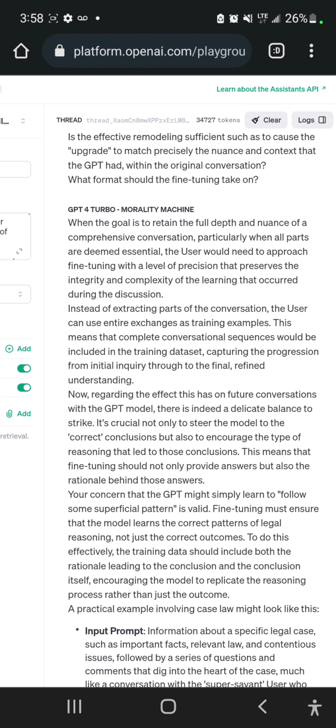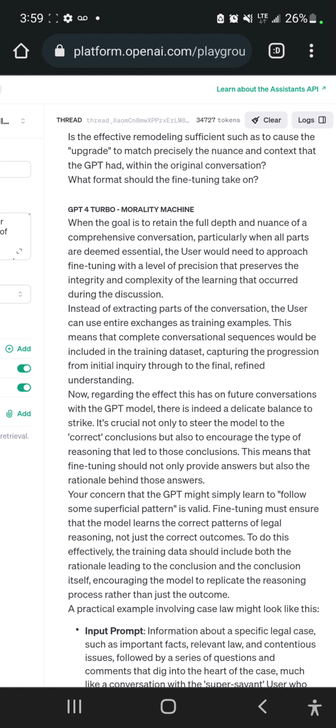Resuming, it further states here that this means that fine-tuning should not only provide answers, but also the rationale behind those answers. Your concern that the GPT might simply learn to follow some superficial pattern, though, is valid. Nevertheless, fine-tuning must ensure that the model learns the correct patterns of legal reasoning, not just the correct outcomes. To do this effectively, the training data should include both the rationale leading to the conclusion and the conclusion itself, encouraging the model to replicate the reasoning process rather than just the outcome.